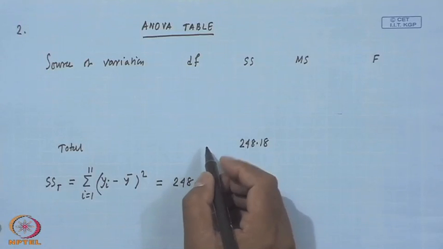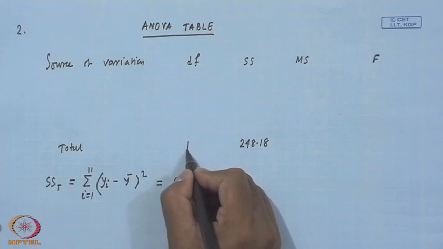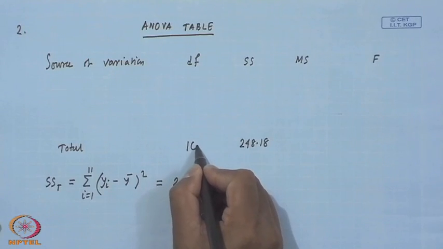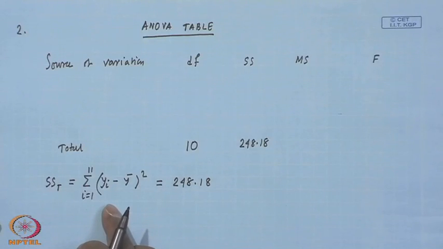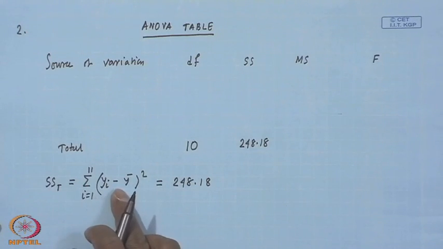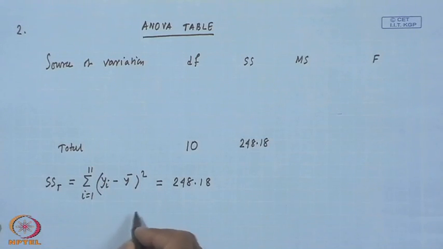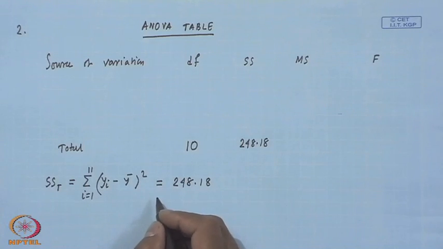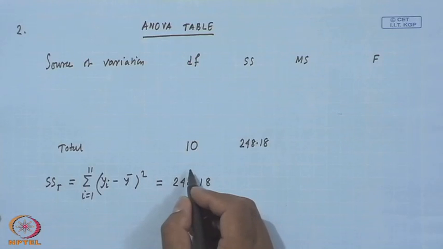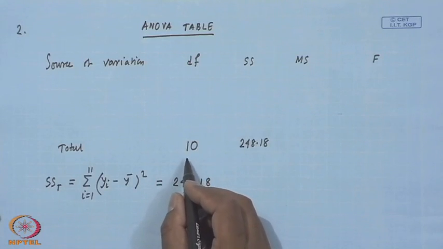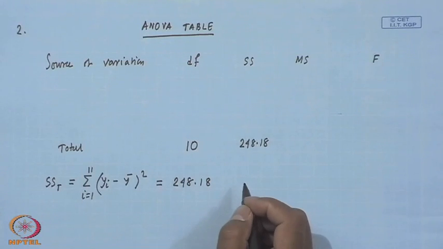Now, what is the degree of freedom? Degree of freedom is 10, because you know that the y i minus y bar satisfy a constraint like summation y i minus y bar is equal to 0. So, there is one constraint here. So, that is why 1 degree of freedom less here.